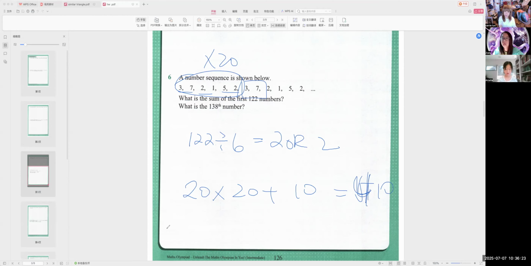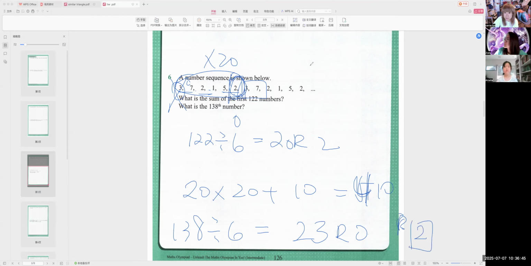And what is the 138th number? 138 divided by 6 equals 23 and no remainder. So some people think it's 3. No, the answer is 2. You see 1, 2, 3, 4, 5, 6. So the 6th number, divided by 6, remainder 0. So the answer is 2. Get it? Okay, so this is the thing.